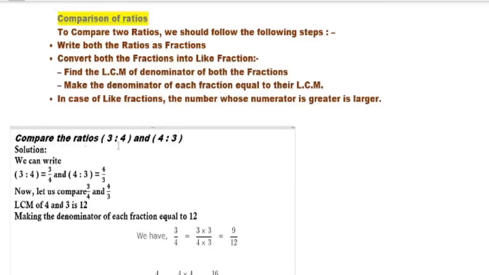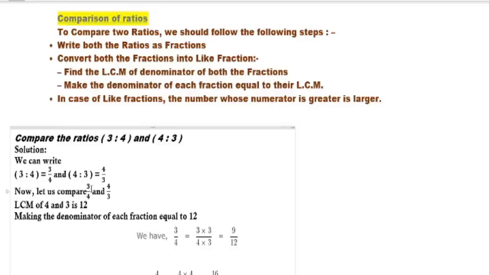For example, you can see here 3:4 and 4:3. These are the two given ratios. We have to find which one is greater or which one is smaller. So the first step, we have to write the given ratios as fractions. So 3:4 is 3 by 4 and 4:3 is 4 by 3. So these 3 by 4 and 4 by 3 are not like fractions. So in the second step we have to make them like fractions.